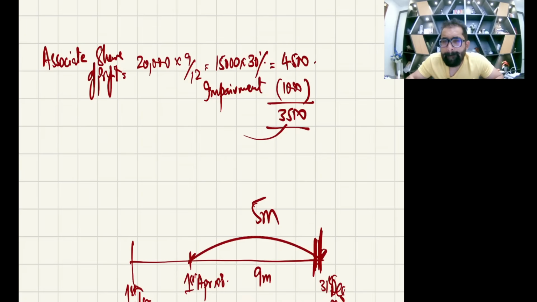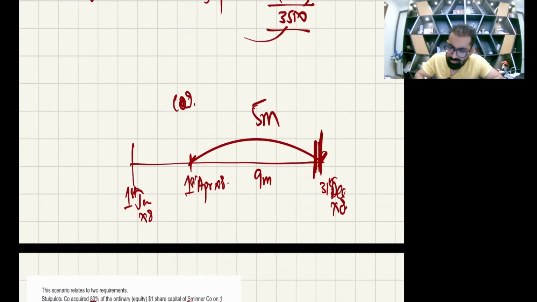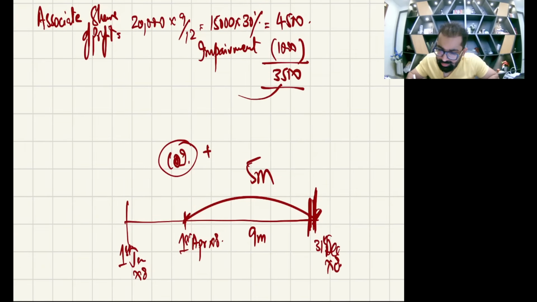Now, I've just solved it for the income statement. I have not done it for the SOFP. If somebody asks me, sir, what to do for the SOFP? Listen, for the SOFP, I'll write COI, but there is no COI given. And then I'll add this simple 3,500 to it. So you will get the carrying value of investment in associate. This is the shortcut.